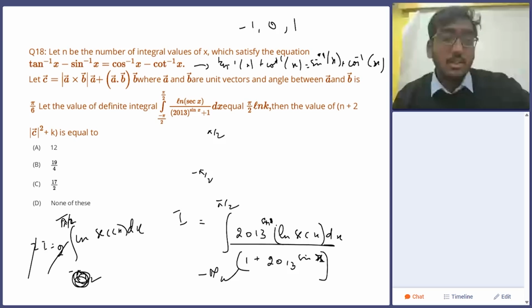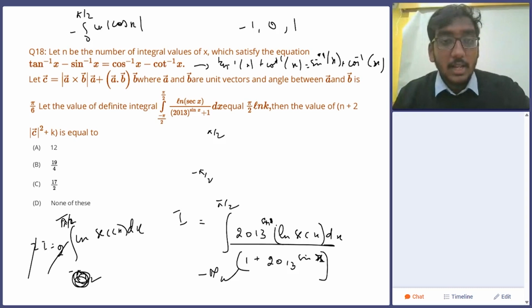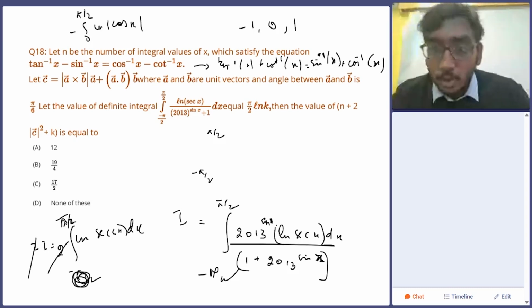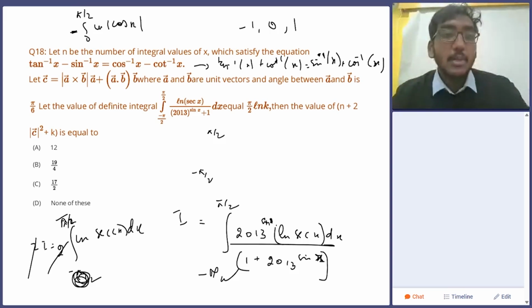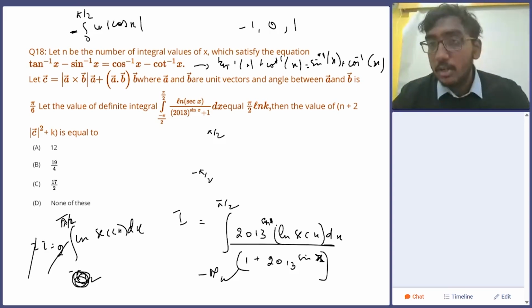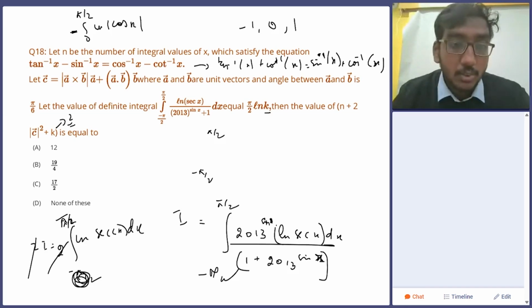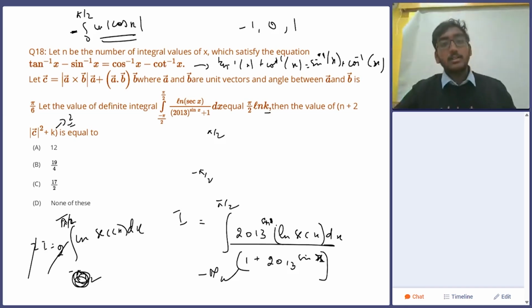So this is the same as minus the integral from 0 to pi by 2 of ln cos x. This is the standard result. The integral from 0 to pi by 2 of ln cos x is pi by 2 log half, right? Or minus pi by 2 log 2, right? When you multiply it with the negative sign, it will be pi by 2 log 2. So k value will be 2. Okay, k value is 2. It's a very standard result.